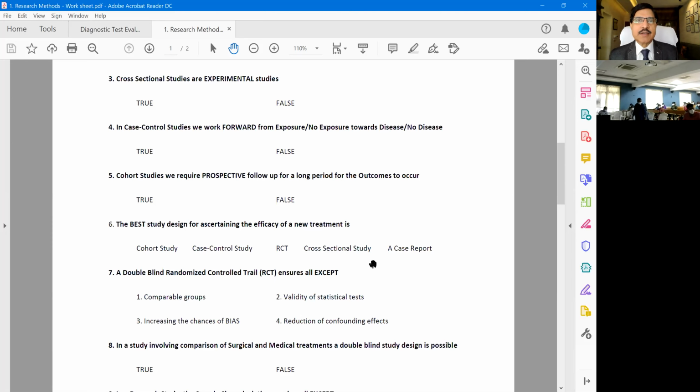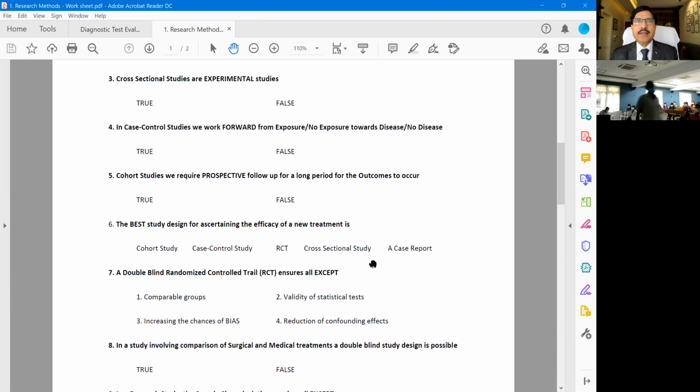But once the study is completed, they open the codes and see how many in the vaccine group had the problem, and how many in the non-vaccine group improved or had the problem. That is a sort of triple blind design. Usually double blind is adequate.